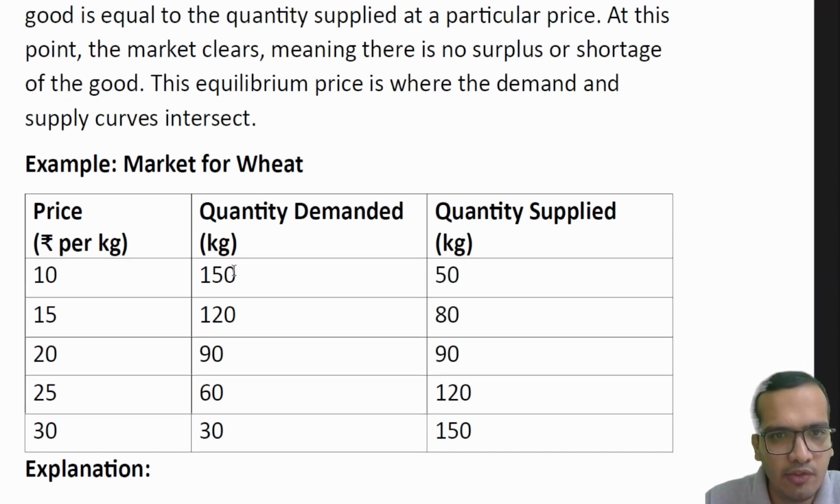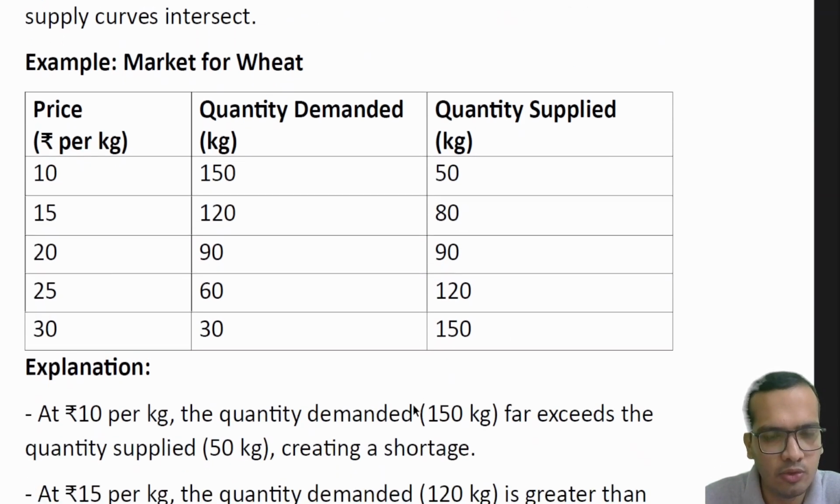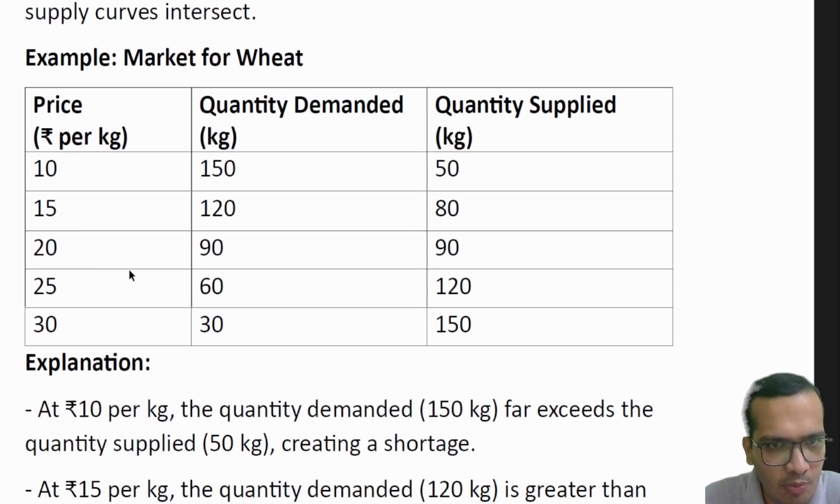No, I think this is a little bit different example. So we have prices of 10, 15, 20, 25 and 30, and we have the respective quantity demanded at each price. For 10 the quantity demanded is 150, then 120, 90, 60 and 30. Similarly, we have data for quantity supplied: in the first case it is 50, then 80, then 90, then 120 and lastly 150. Also you can note that there is a common point where demand equals supply. This is 90 equals 90 at price 20.